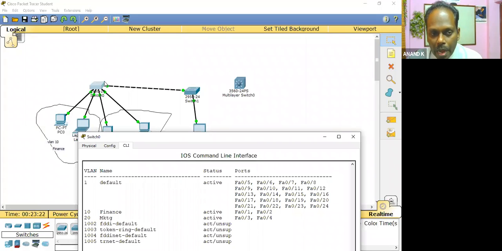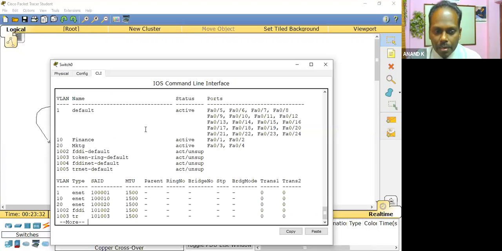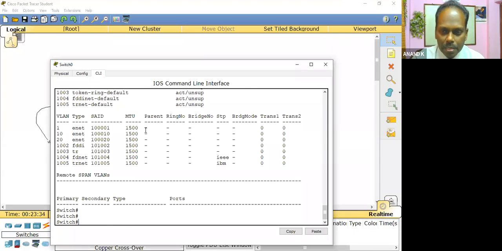How do I do it? I have to make this the master and this a slave, kind of connectivity, so that this master will push the VLAN information to the slave. So how do I do that? Just see this. It's not important for the exam point, but for your understanding, how this works in real time.